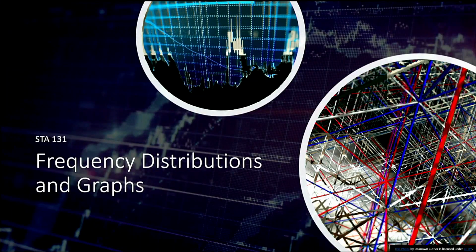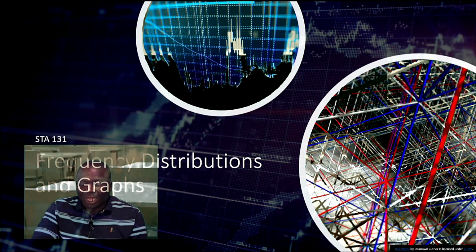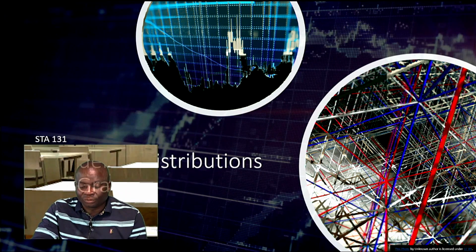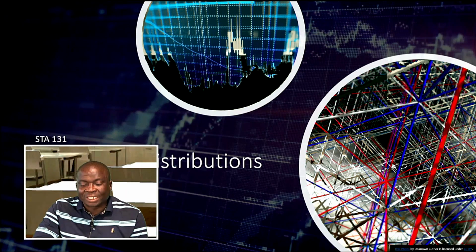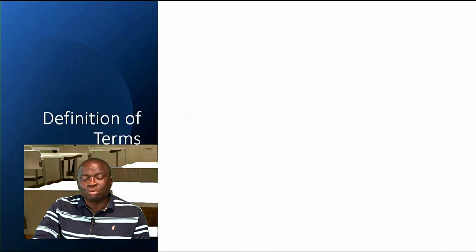In this unit, students will learn about frequency distribution of categorical, grouped and ungrouped data, grouped class interval, tally, frequency, relative frequency, as well as cumulative frequency. Quickly, we want to look at a definition of terms.